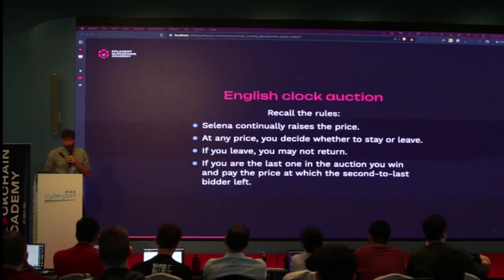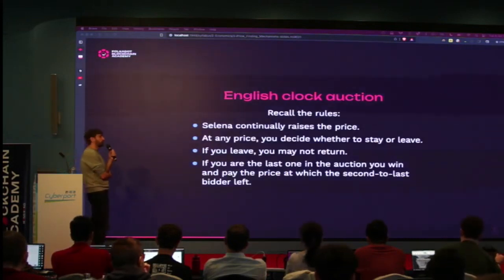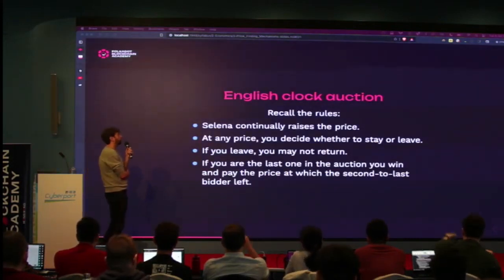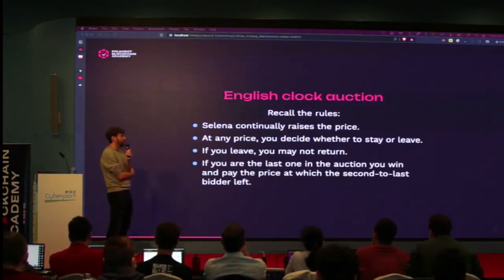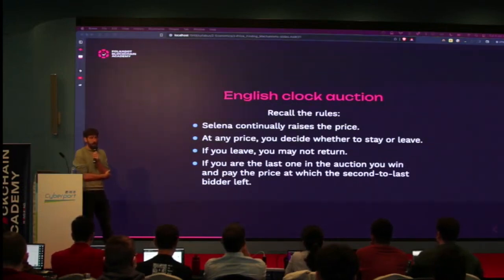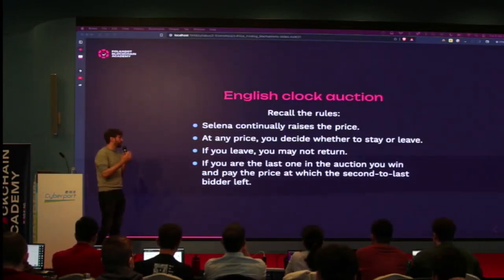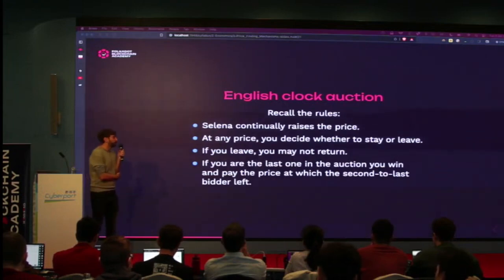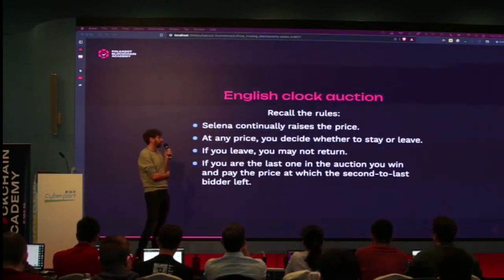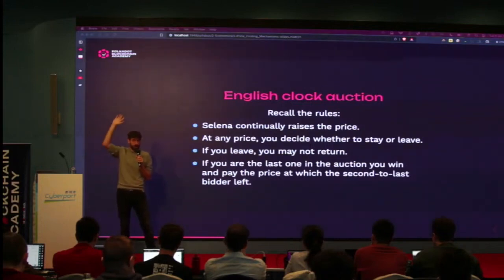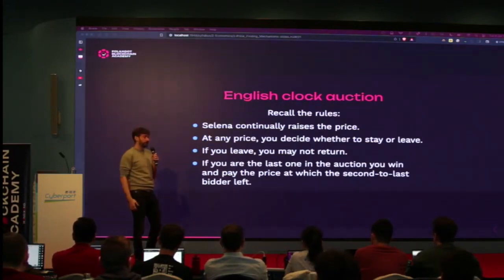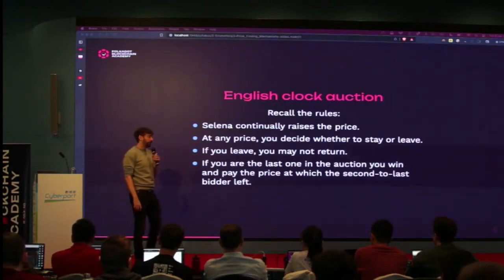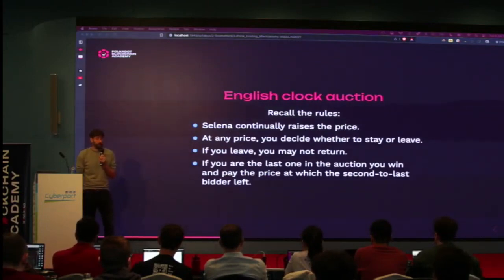Okay, nice. Okay, let's talk about the different auction rules that exist. There's the English clock auction, where basically Selena is starting at a low price, and she's continually raising the price. At any price, you decide whether to stay or to leave. So in the English clock auction, you basically have your hand up, and I will raise the price. Only if you have your hand up, you're still in the game. But if you take your hand down, it means you don't want to participate anymore. If you leave, you may not return.